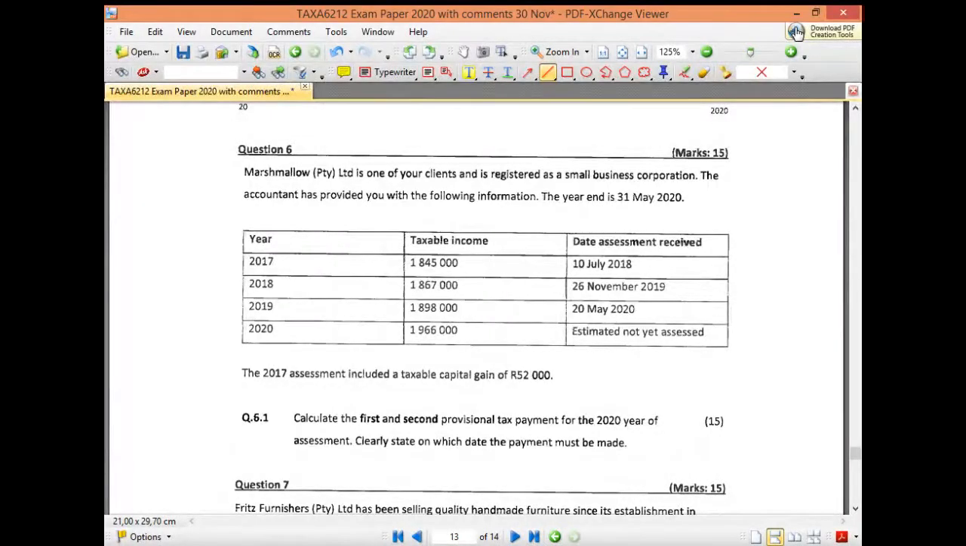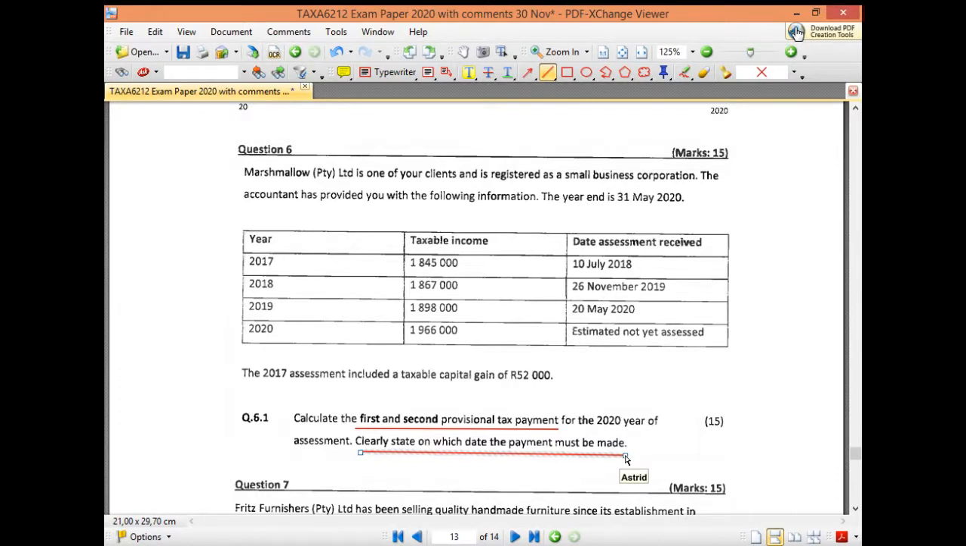Okay, for question 6, they ask you to work out the first and second provisional tax payment. Now, the fact that it's 15 marks, and the fact that they've given you a table, means you will have to apply the basic amount and potentially increase it with inflation. Because they clearly state on which date the payment must be made, you also need to indicate when the payment dates are.